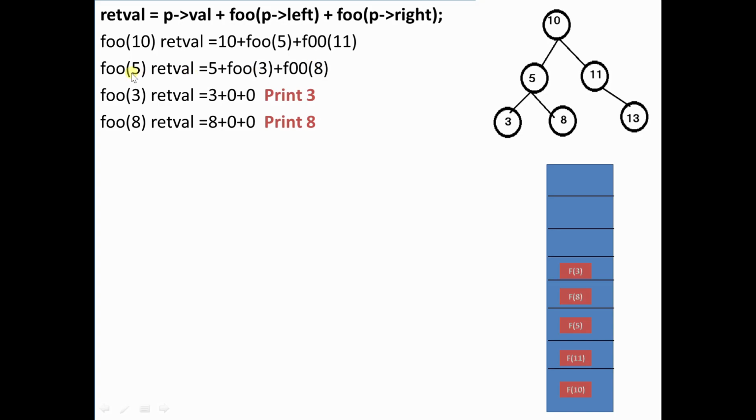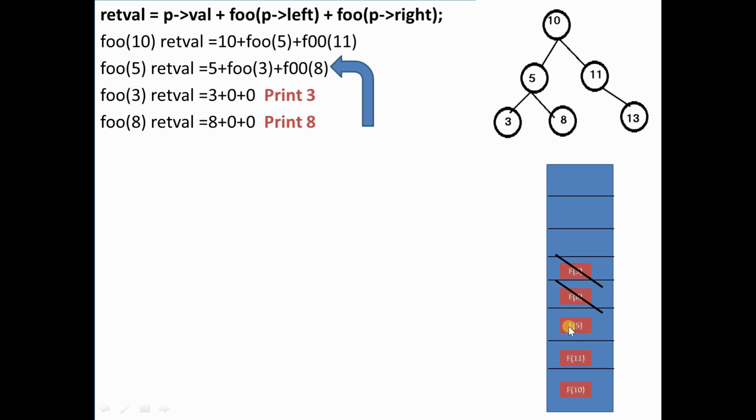So the answer is 8, and it prints the value 8 and it will return to its previous function. So here the previous function is f of 5. We have to apply these values in this function f of 5. Instead of f of 3 we apply 3 and instead of f of 8 we apply 8. So we have found the values of f of 3 and f of 8, so we remove these functions from this chart. Now we are going to apply the values in f of 5.